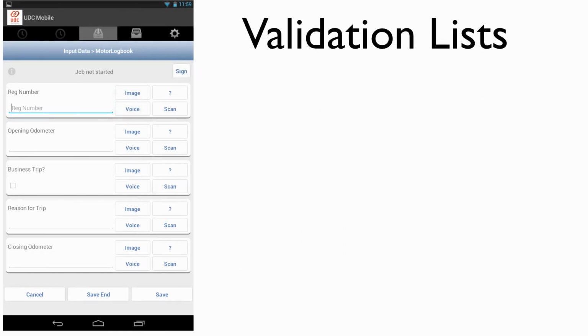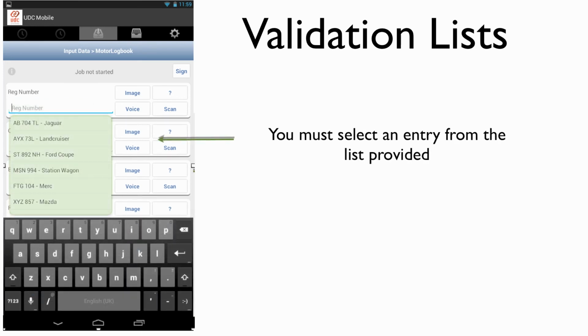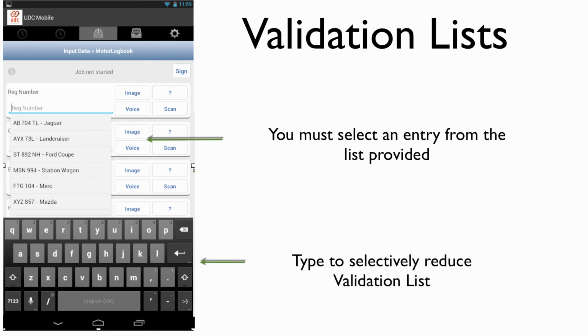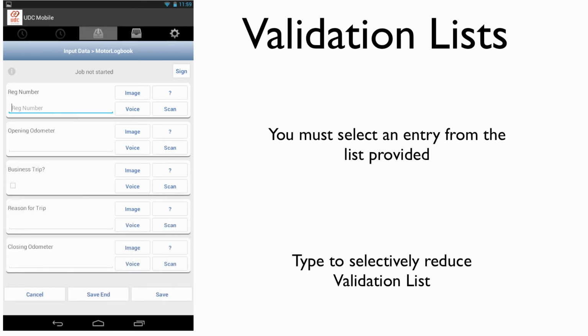Some field entries will require you to select your entry from a list rather than keying it in. These are easily identified by the list displaying just below the field. You can start typing your entry, which will selectively reduce the choices in the list, or you can hit the down arrow to clear the keyboard and scroll through the list, then select your choice from that list. In all cases, when you have a validation list, you must select the entry from the list.